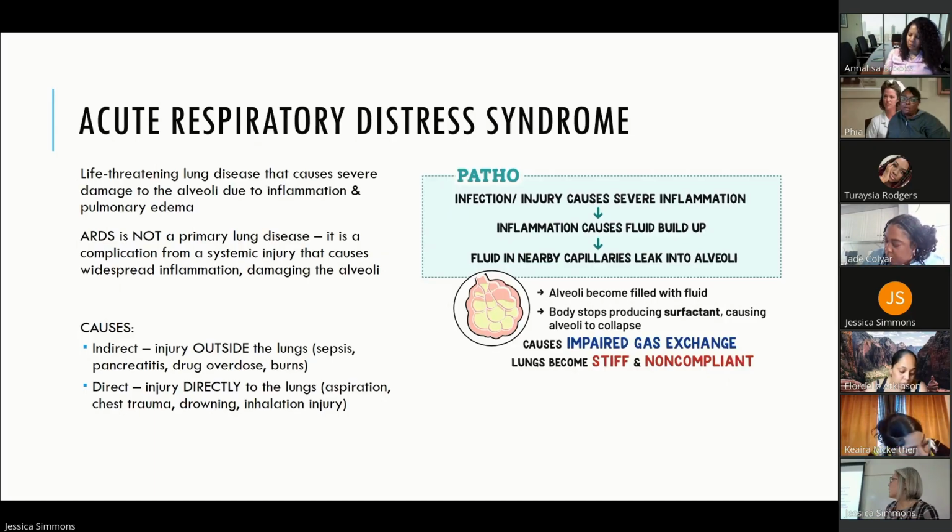Okay, so infection or injury causes severe inflammation. That inflammation causes buildup. That buildup of fluid in the capillary beds leaks into the alveoli, causing a decrease in oxygenation. So the lungs become damaged. The way that your body diffuses oxygen and carbon dioxide is completely damaged and no longer compliant. Okay.